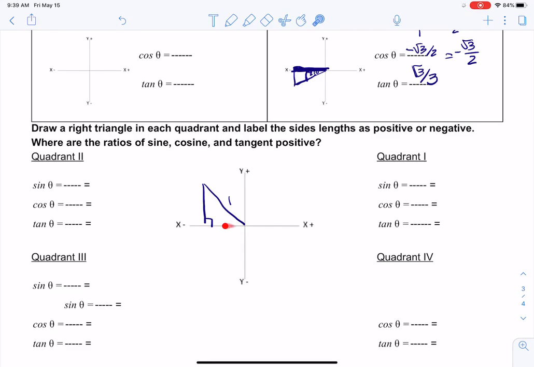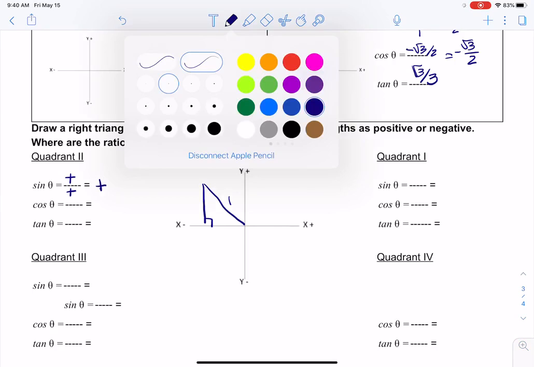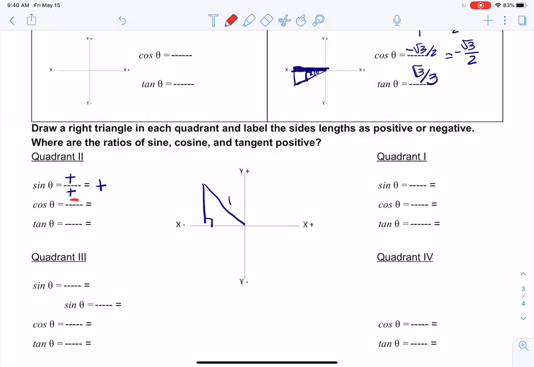Okay, in quadrant 2, I'm going in the negative x direction. And remember that x, the horizontal measurement here, is a measure of cosine. So cosine is going to have a negative value here. Sine, however, is a vertical measurement. We're going up here. So the sine is going to be positive, and the hypotenuse is positive. So positive over positive gives me a positive relationship here. However, cosine is going to be a negative divided by a positive, and that's going to give me a negative. So cosine is going to be negative in the second quadrant.